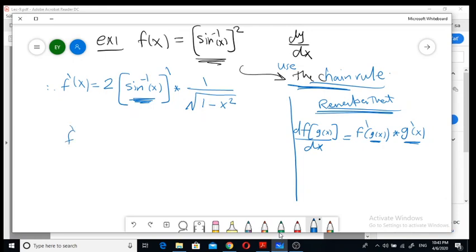So we can say f prime of x, we can simplify this expression. It will be 2 sine inverse of x over square root of 1 minus x squared. And this is the final answer.